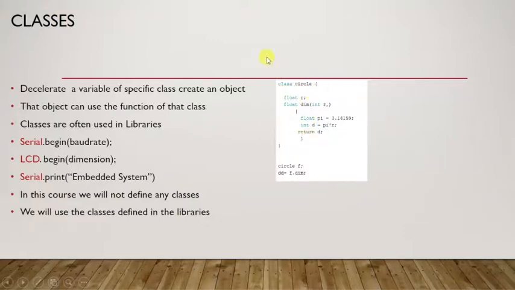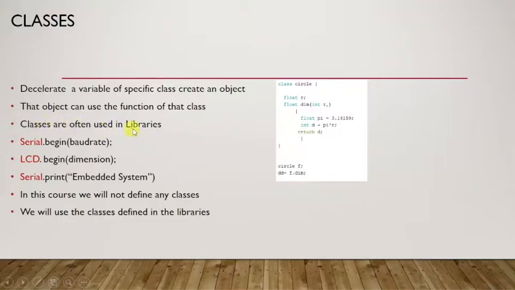After I create this class, I can simply use it. When I say circle f, I create an instance f of the class circle. I can simply say f.dime, and then there must be two parentheses to enter the variable r. So you can create a class that contains variables and functions, and you can call the class you created and its functions.